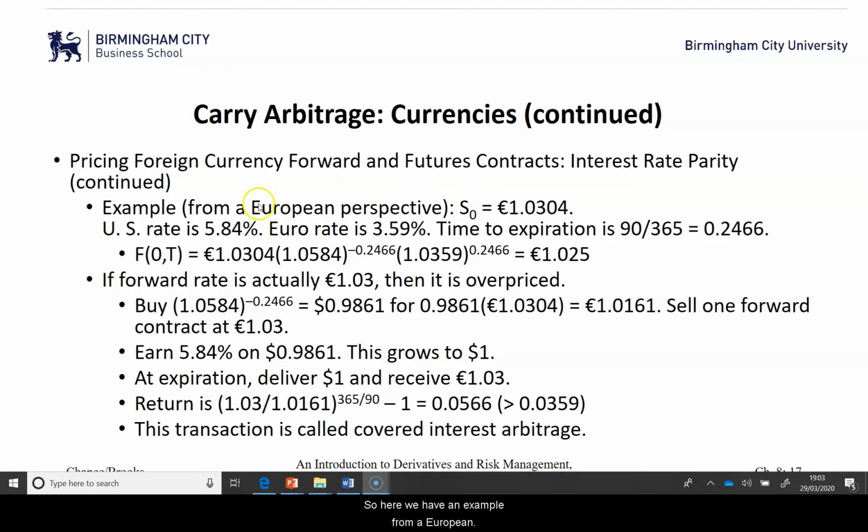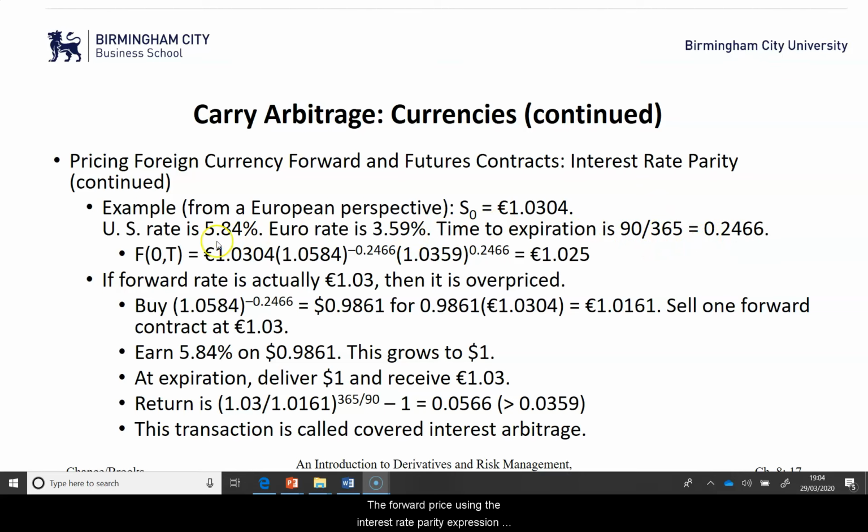So here we have an example from a European perspective. The exchange rate is quoted as 1.0304 euros per dollar. That is the spot rate. The US interest rate is 5.84%, the euro rate is 3.59%, and the time to expiration is 90 days. So 90 divided by 365, that is 0.2466.